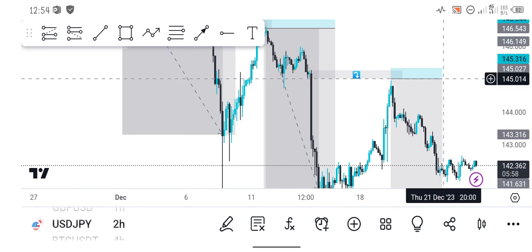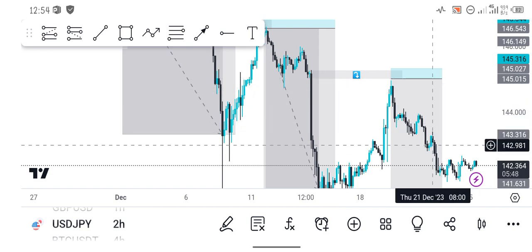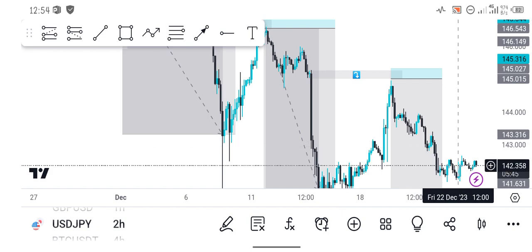And price came here. I don't know why I didn't get filled. Probably I didn't set my buy position well, or something like that. Price came here, it's heading down in our position. It's heading down to our take profit, which is really unfortunate. So that's it, guys.